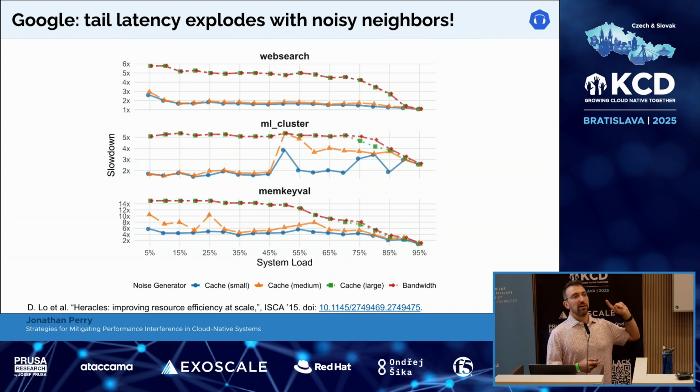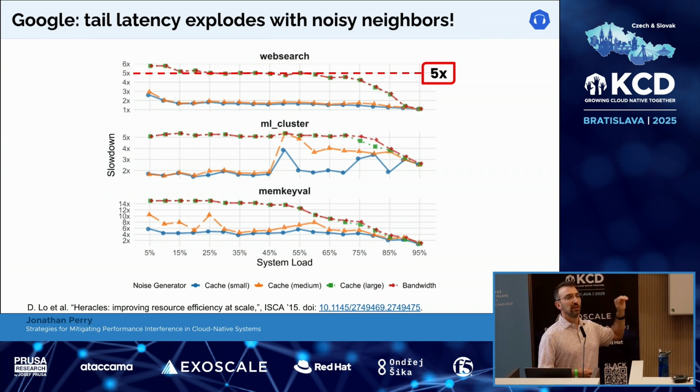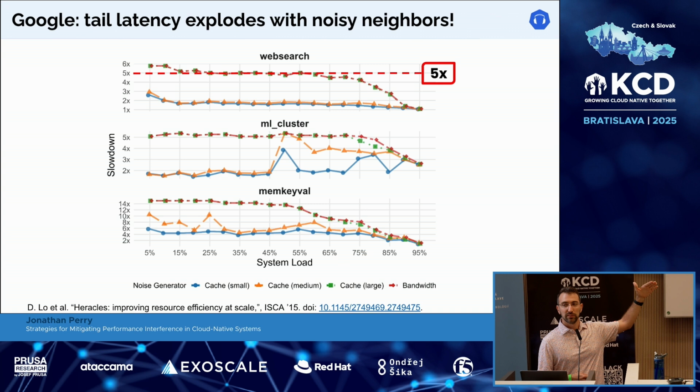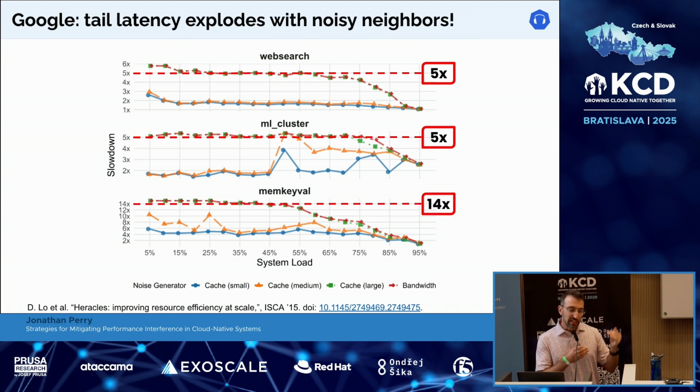Google ran this stress test with production Google services and found slowdowns in web search, which is the Google search node. Found a slowdown of 5 times when faced with noisy neighbors, memory and cache noisy neighbors. ML cluster is a machine learning text classification system that they ran in production that suffered 5 times degradation in performance. And memkeyval, an in-memory key value store like memcache, suffered up to 14 times increase in latency.